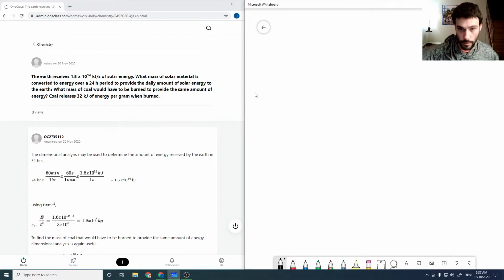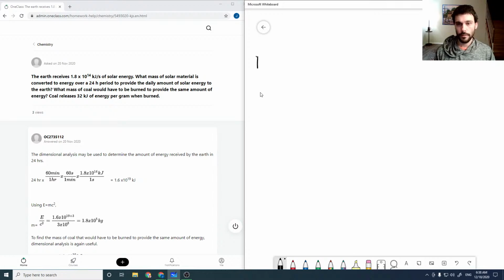Okay, so here's a unit rearrangement question. The Earth receives 1.8 times 10 to the 14 kilojoules per second of energy. What mass of solar material is converted to energy over a 24-hour period to provide this daily amount of solar energy?